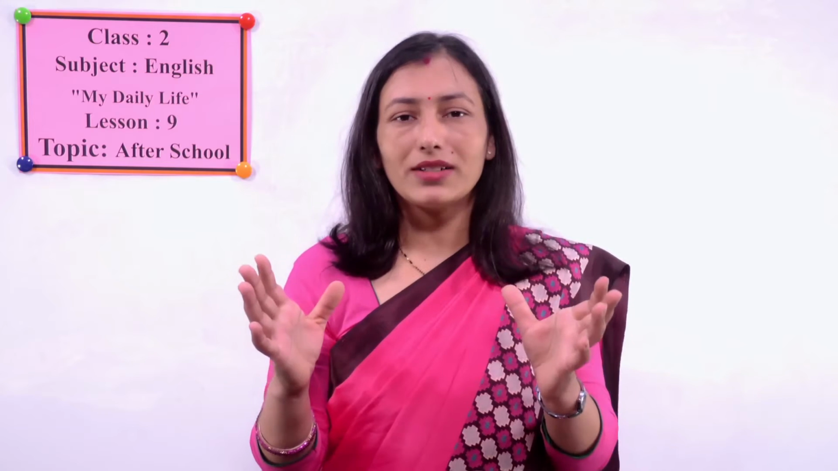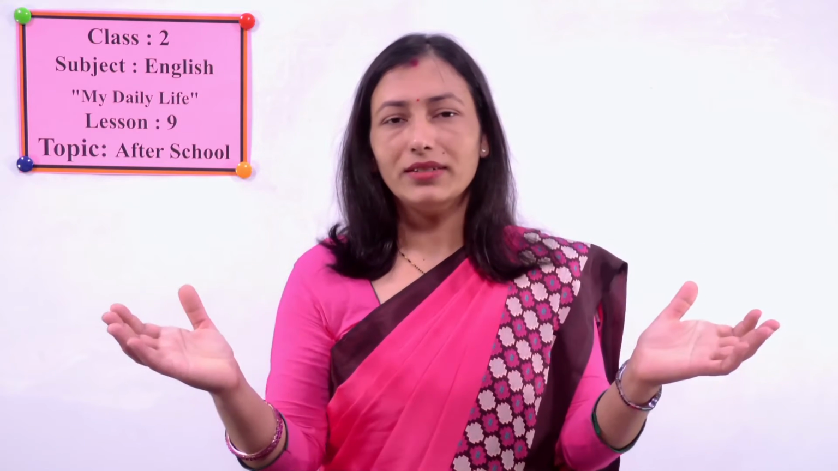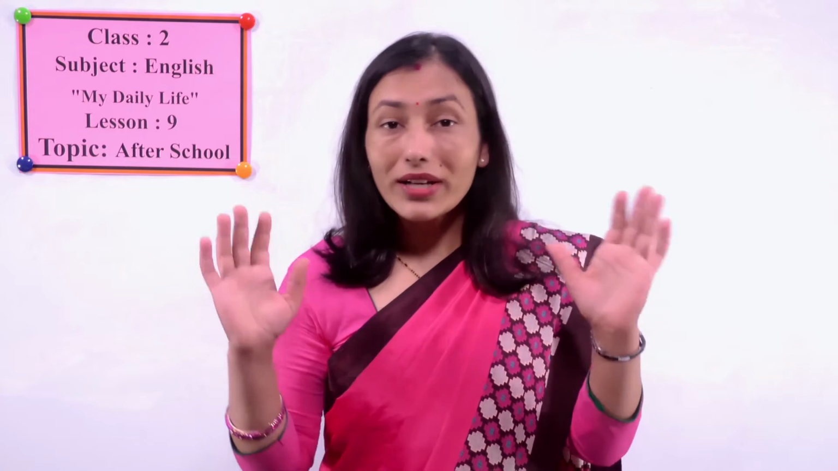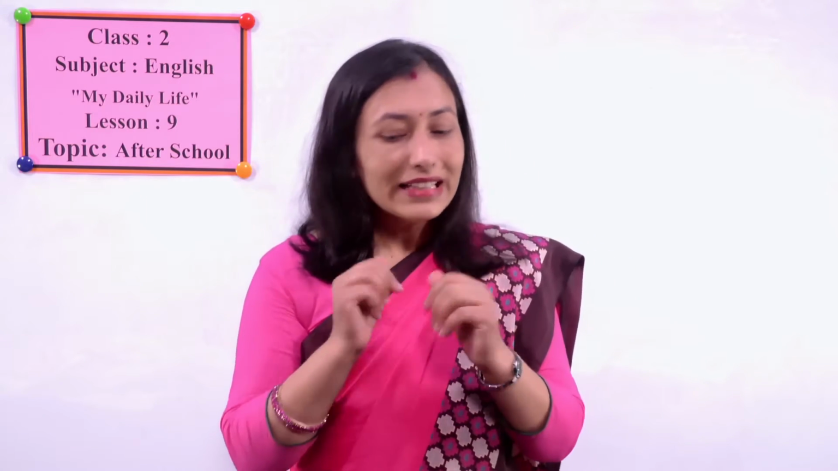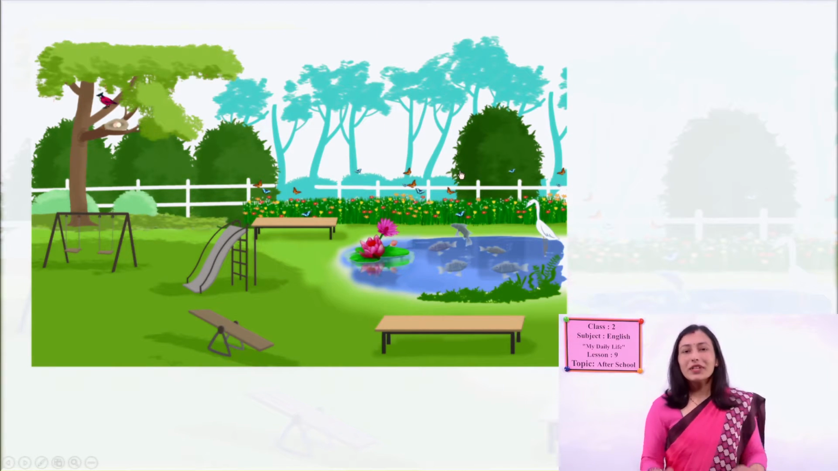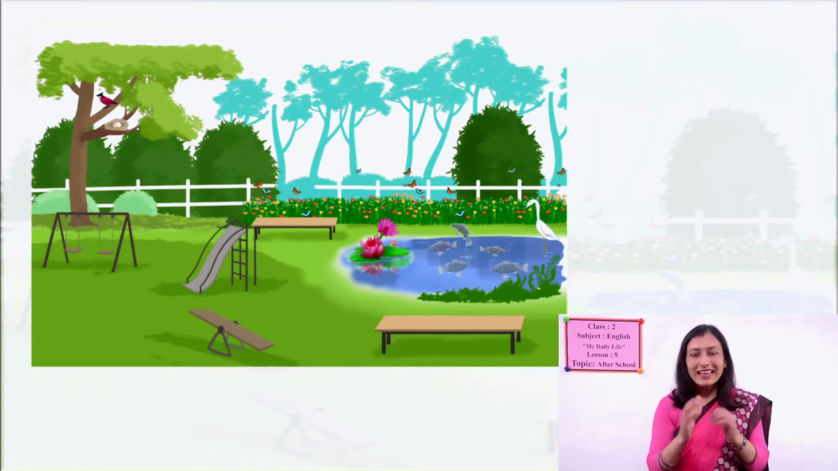You must have. So what is there in your garden or playground? Just remember, what is there in your playground? Very good. Now, let's look at the picture. What do you see here? What is this picture about? Yes, this is the picture of a garden, a playground. So, do you have such a playground in your school? You may have.